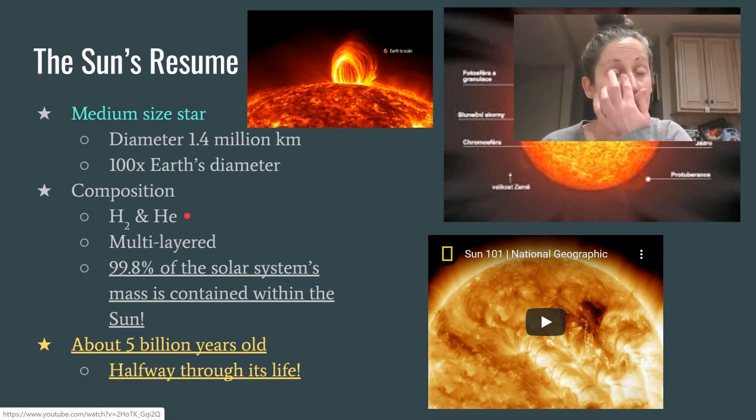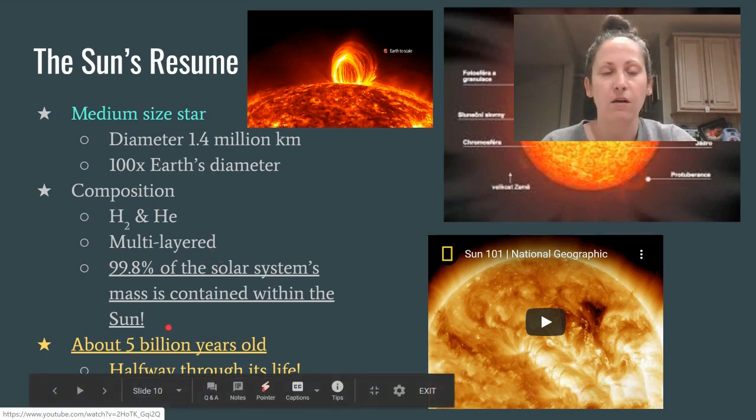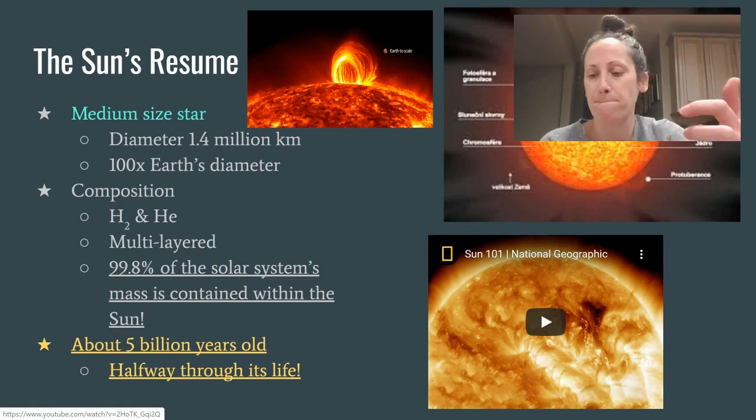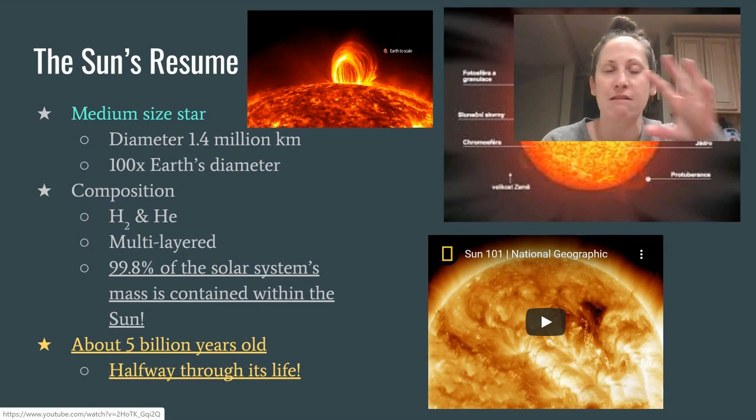The two main gases you'll find in the sun are hydrogen and helium, as you would find in any other star. It has multiple layers, which we'll take a look at momentarily. Please highlight what is underlined here for you. Almost the entirety of mass that is present in our solar system. So that is all of the planets, all of their moons, the asteroid belts, the comets, the asteroids, the icy rock bodies, everything else that is in our solar system makes up 0.2% of the mass. The sun is almost all of the mass in our solar system. So again, one of those concepts that's kind of hard to grasp.